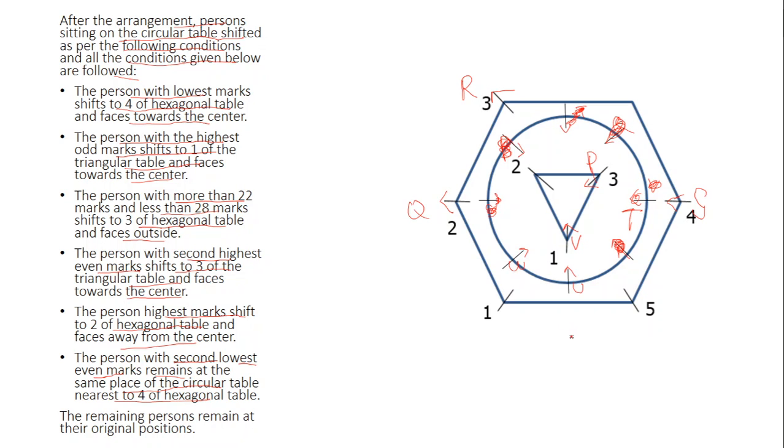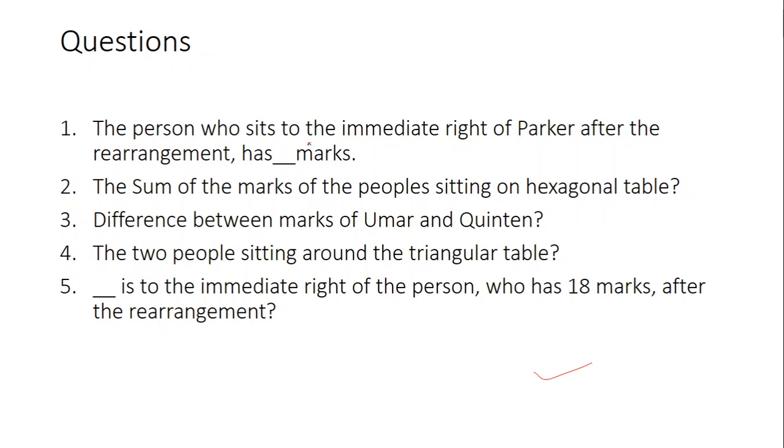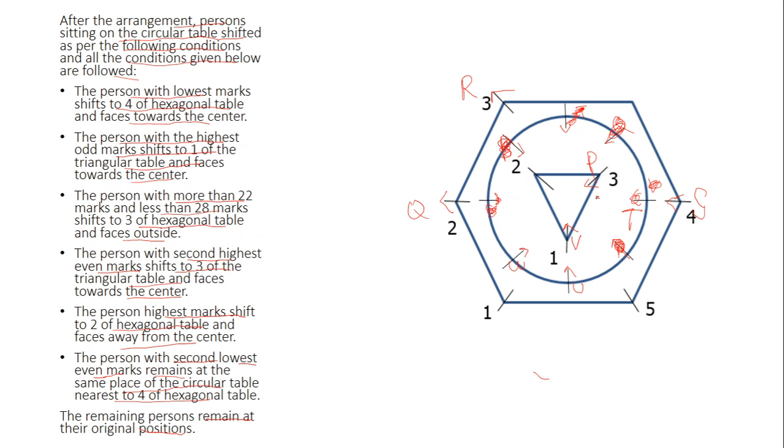Okay, so the remaining persons remain at their original positions. Okay, that's good. So we have completed our arrangement, so let us answer these. The person who sits to the immediate right of Parker after the rearrangement has got how many marks? So to the right of Parker after the rearrangement, it's V.